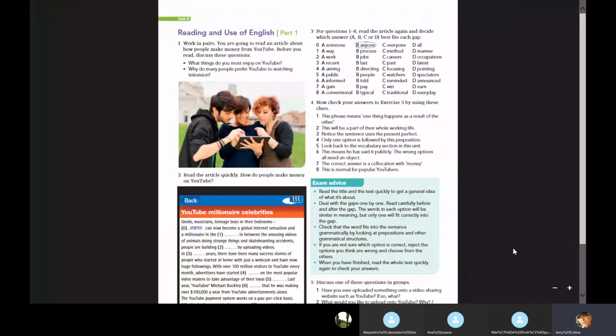Reading and use of English, part 1. Well, reading and use of English exam, part 1 is use of English, part 1. What is the characteristic of use of English, part 1? They give you a text with the spaces in blank, but then they give you 4 options, A, B, C, or D, and you have to choose. So we are going to do this exercise.